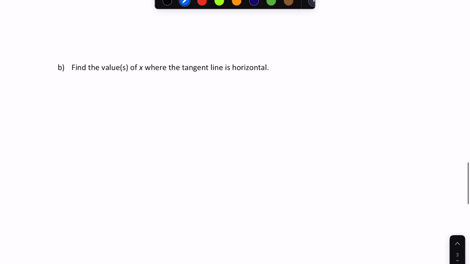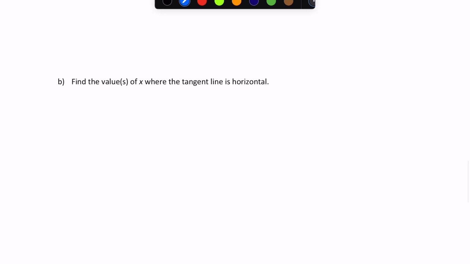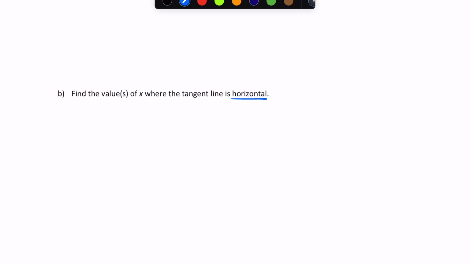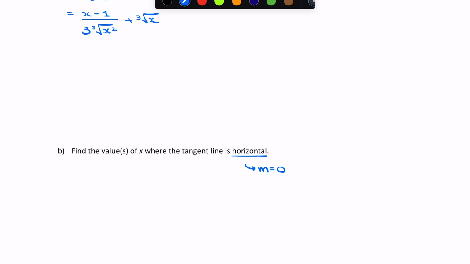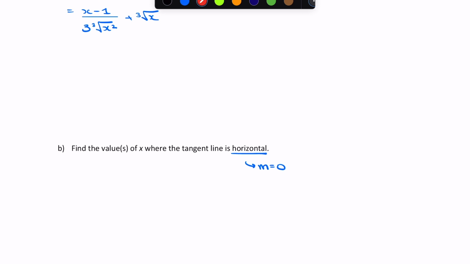And so lastly here, it says find the values of x where the tangent is horizontal. So if the tangent line is horizontal, that means that m is equal to 0. So the derivative function that we found was x minus 1 over 3 times the cube root of x squared, plus the cube root of x. So we can make that all equal to 0. So 0 is equal to x minus 1 over 3 times the cube root of x squared plus the cube root of x.